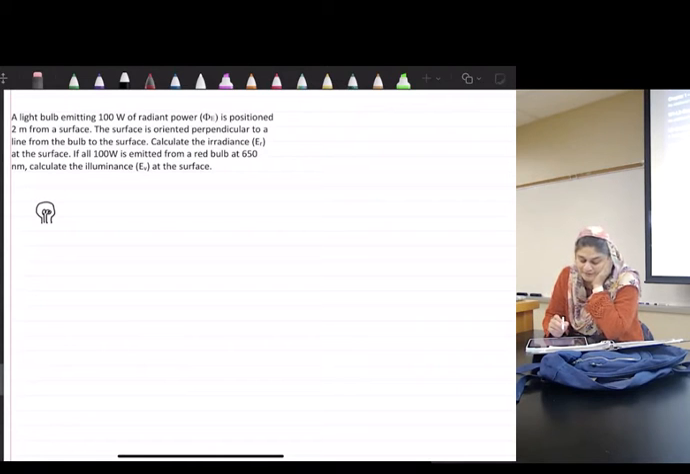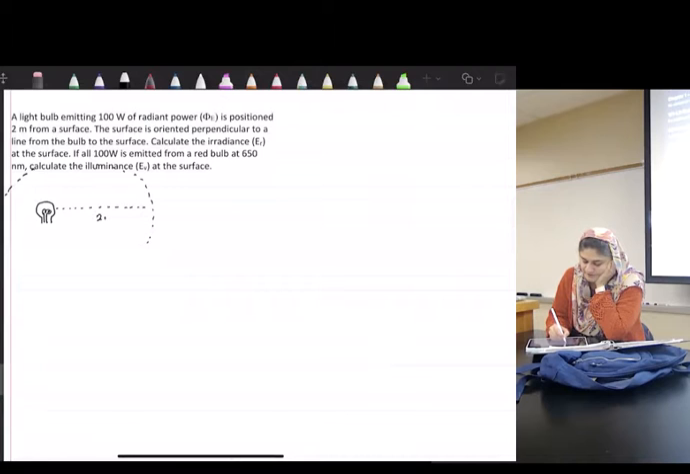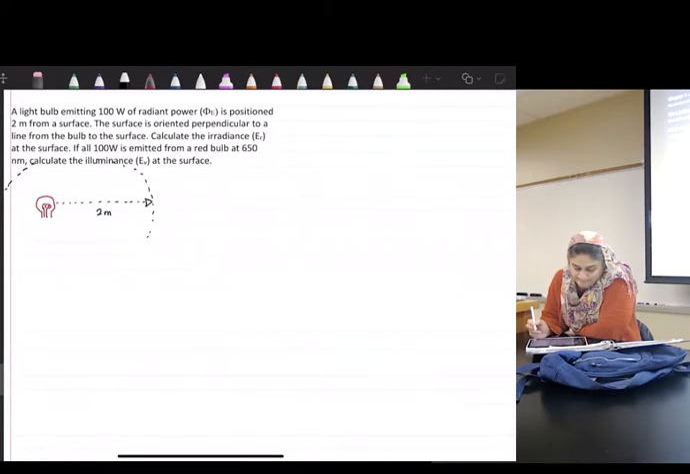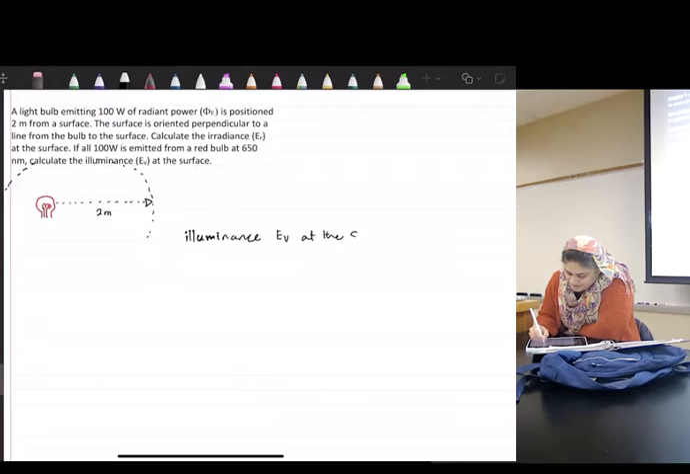It is what kind of a bulb? It's a red bulb. So I'm going to change my bulb to red. How far is it? 2 meters from the surface. And this is 2 meters from my surface. I have to find the illuminance, EV, at the surface.